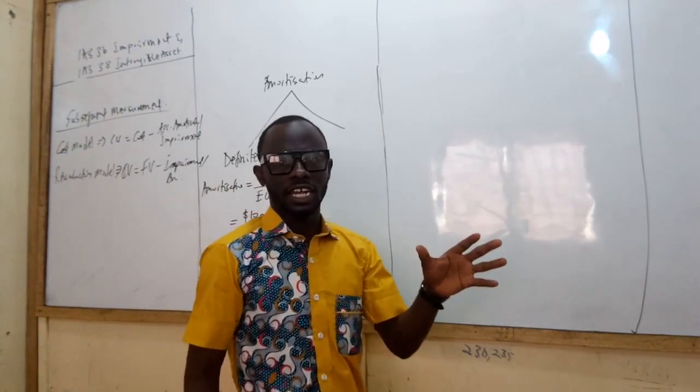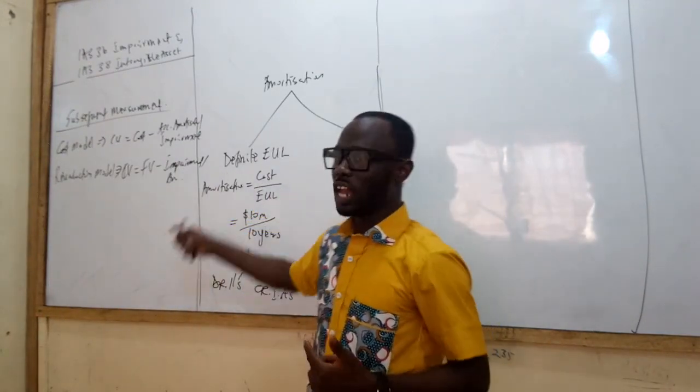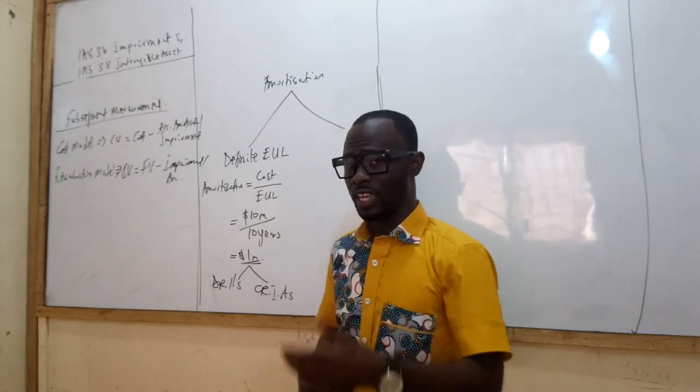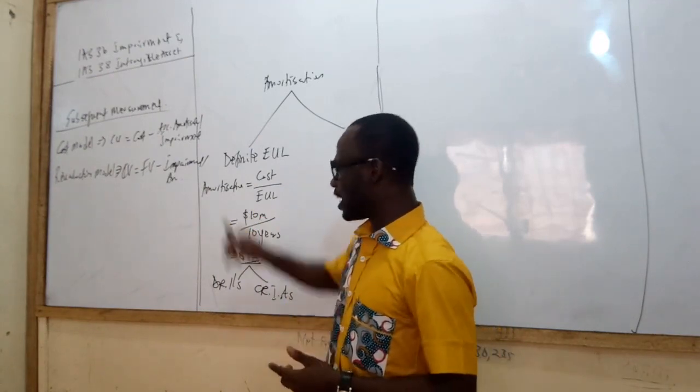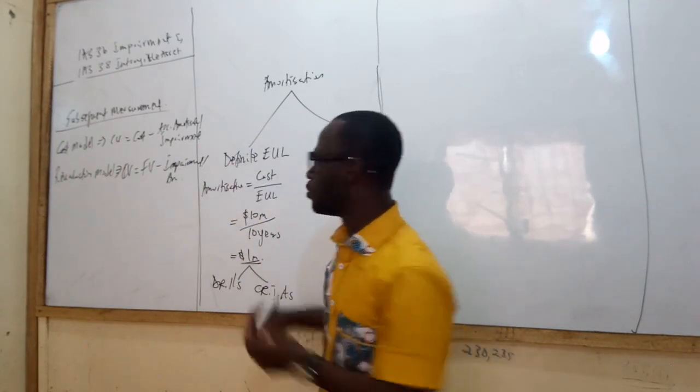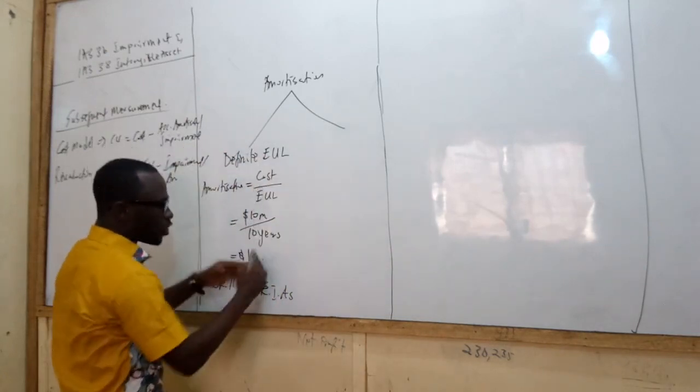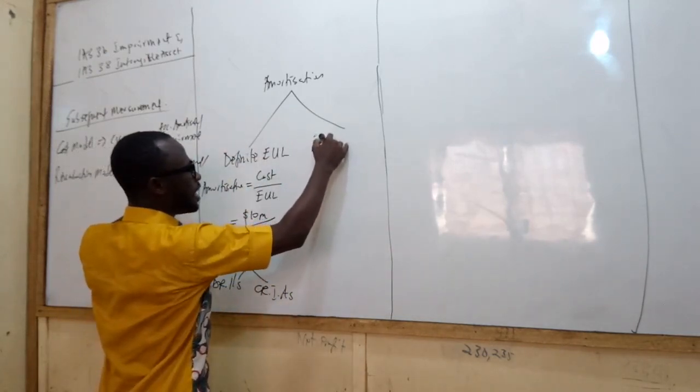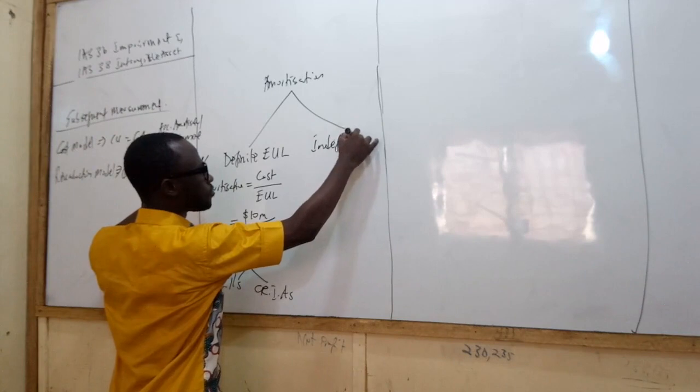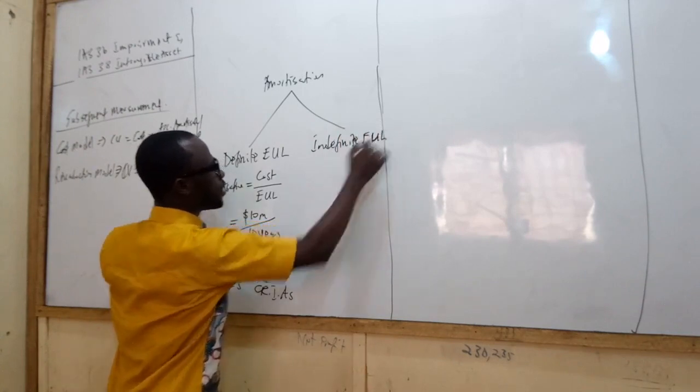But the second question is, sometimes it does not have a definite useful life. So what if it doesn't have a definite useful life? What do we do? If it has a definite useful life, we go this way. Second, indefinite useful life, so indefinite economic useful life.